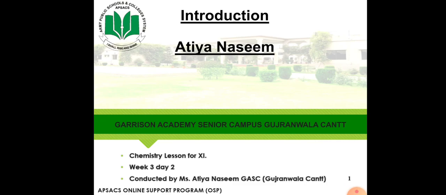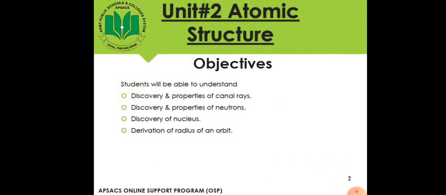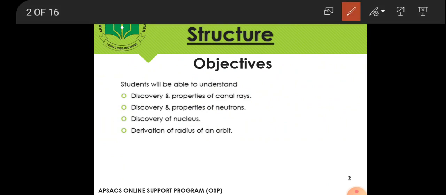This is week 3, day 2 of our chemistry lesson for class first year. Students will continue with unit number 2, atomic structure. The objectives of today's lesson are that you will be able to understand the discovery and properties of canal rays, the discovery and properties of neutrons, the discovery of the nucleus, and the derivation of the radius of an orbit of a hydrogen atom.